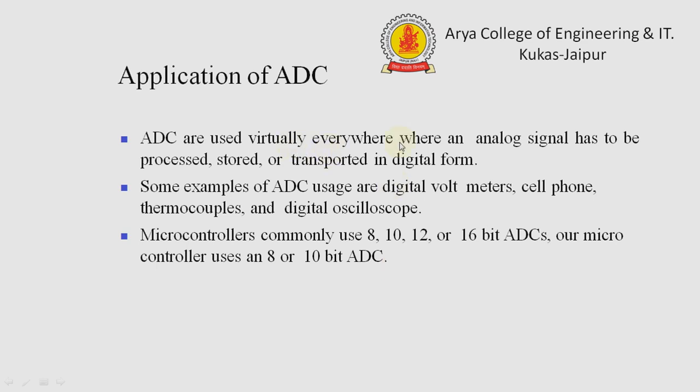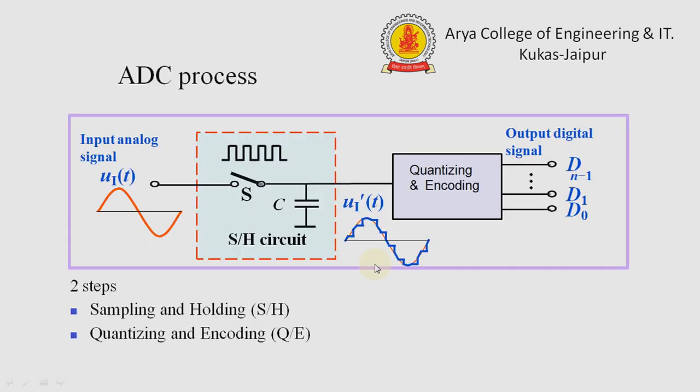ADCs are virtually everywhere where an analog signal has to be processed, stored, or transported in digital form. Some examples of ADC uses are digital voltmeter, cell phone, thermocouples, and digital oscilloscope. Microcontrollers commonly use 8, 10, 12, or 16-bit ADC. Our microcontroller uses an 8 or 10-bit ADC, and this shows the ADC process.